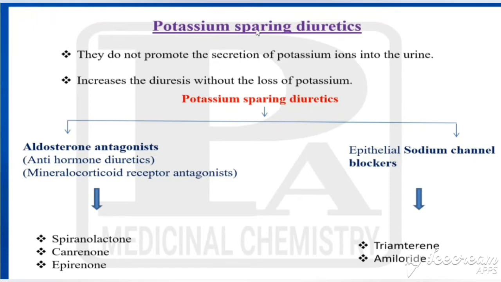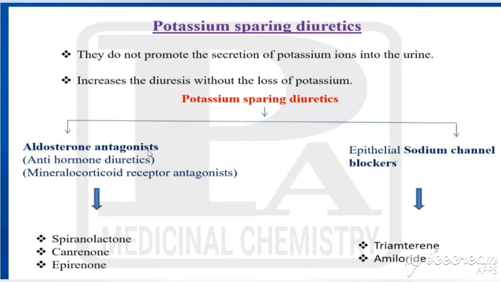Students, in this class we are going to see potassium sparing diuretics. These diuretics increase diuresis without the loss of potassium. That is, they do not promote the secretion of potassium ions into the urine. These potassium sparing diuretics are classified into two types. One is called aldosterone antagonists and the other is called epithelial sodium channel blockers.